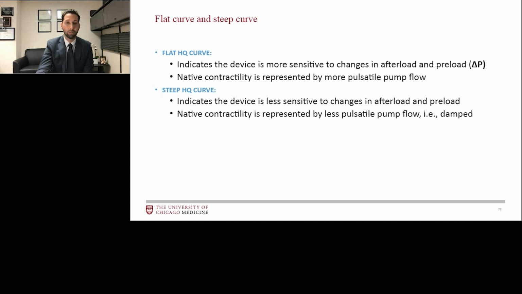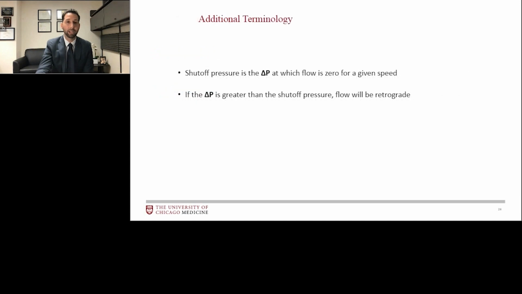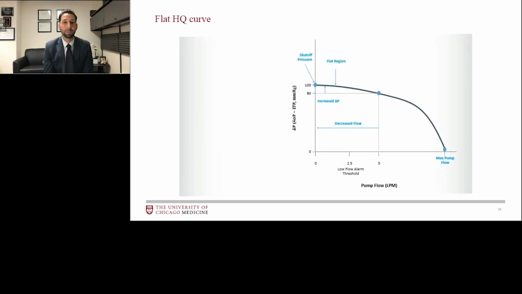Let's walk through those examples in a little bit, to make it more clear, but first, one additional slide, just to define one additional terminology, something called the shutoff pressure. This is the pressure gradient at which flow for a given LVAD and a given speed equals 0. Any pressure gradient greater than the shutoff pressure would actually lead to a reversal of flow down the outflow cannula. Okay, so let's go to our examples here.